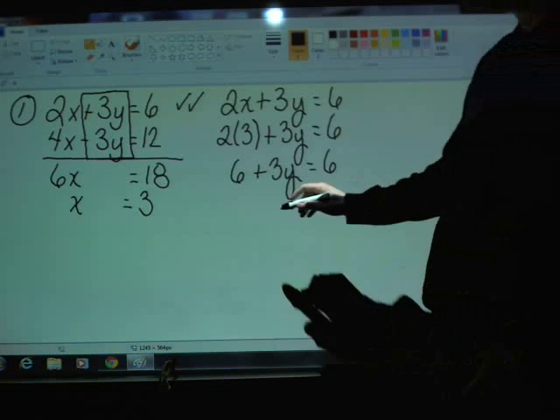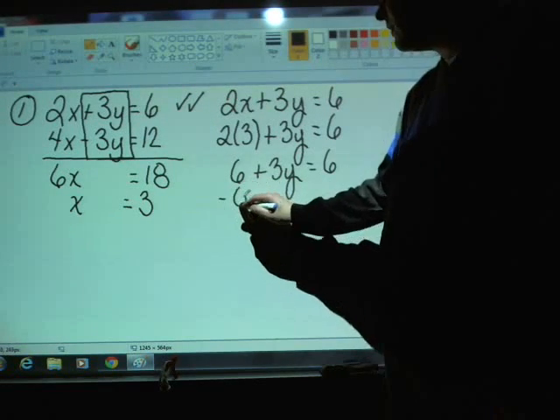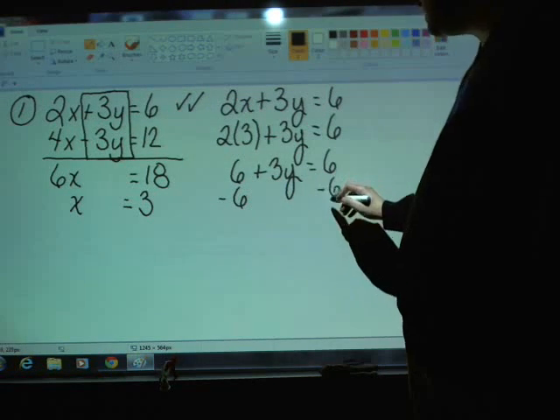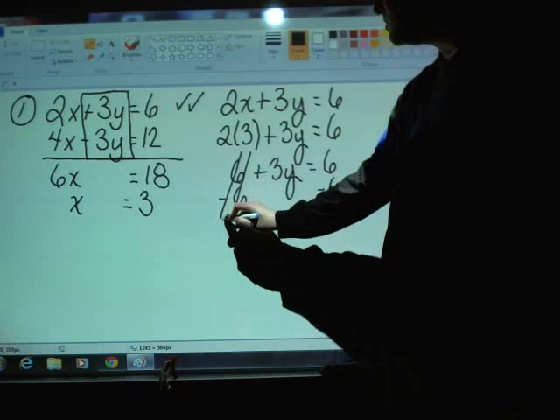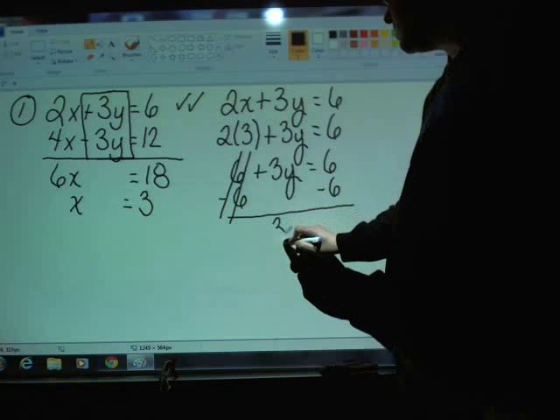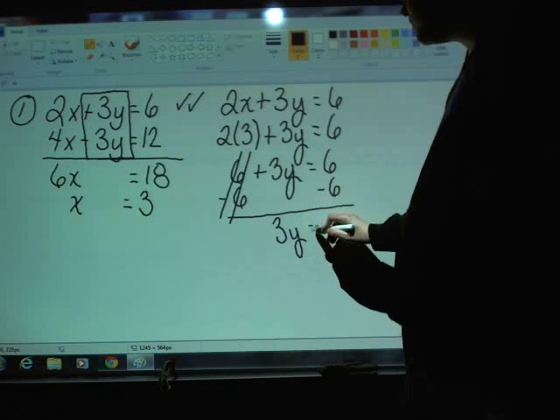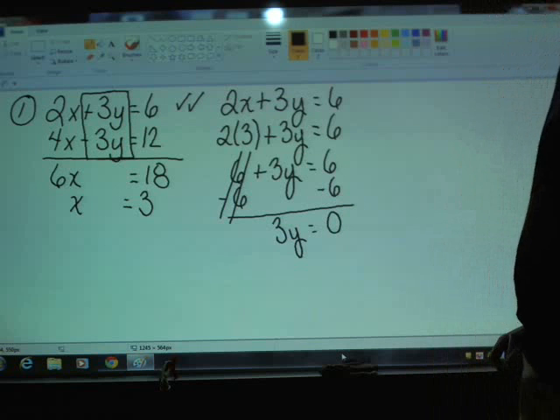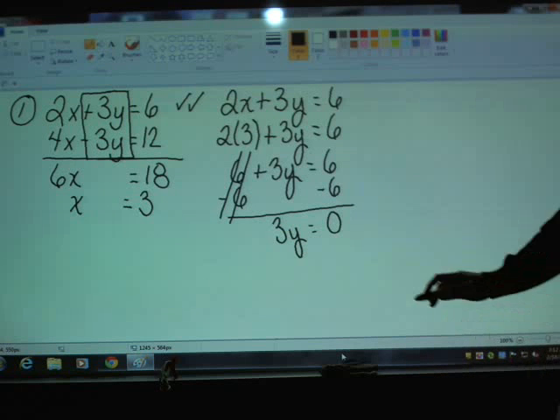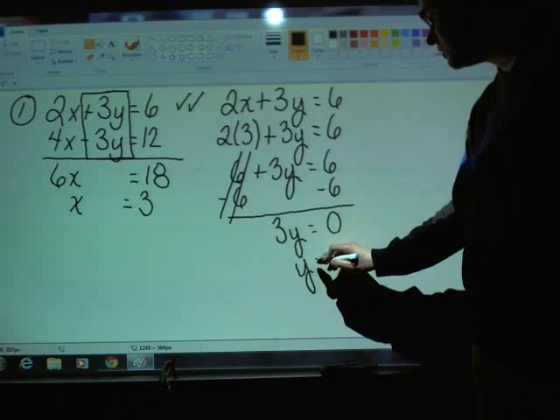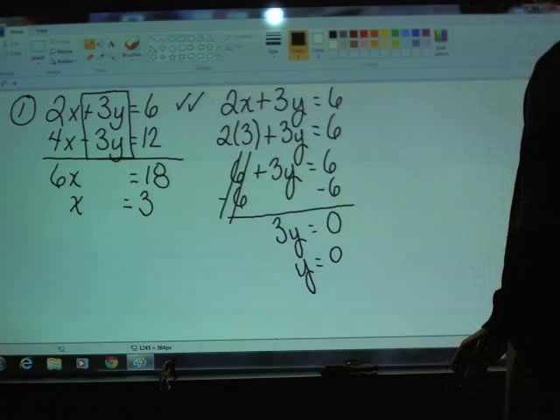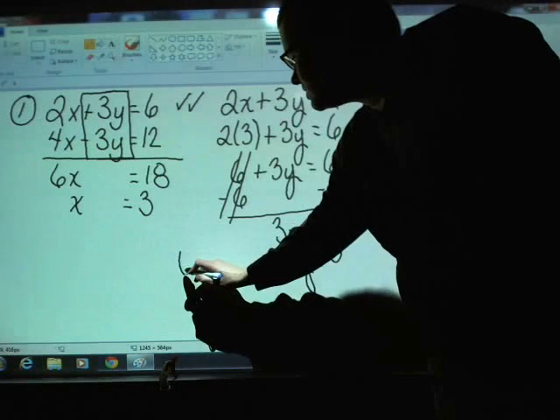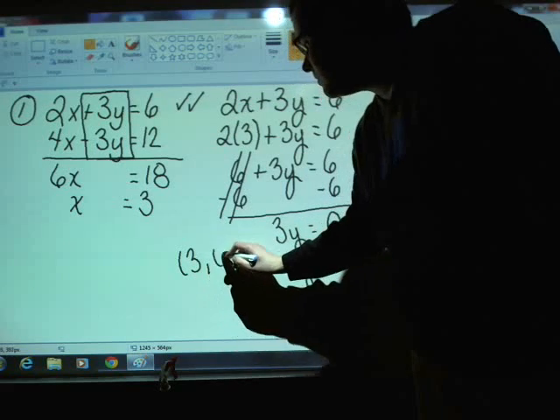Opposite side, do the opposite. The rule we've been using forever. I'm knocking 6 off both sides. That makes this one go away, and it says 3y equals 0. Well, if it says 3y equals 0, that means y has to equal 0. 3 times 0 is 0. So my solution to the system of equations here ends up being (3, 0).